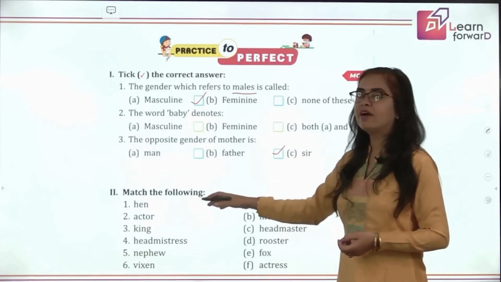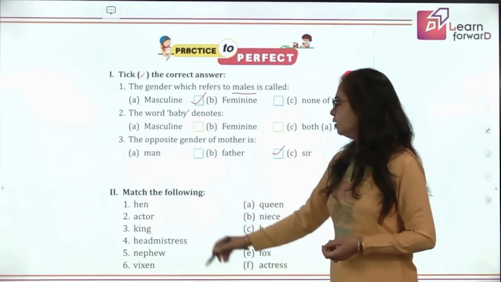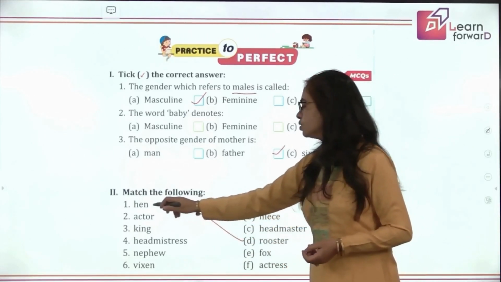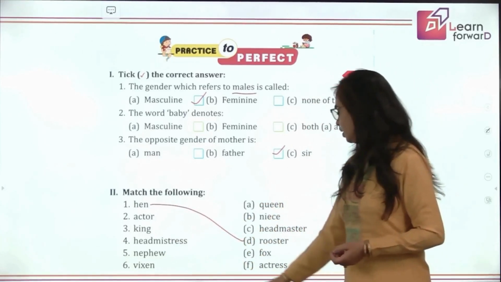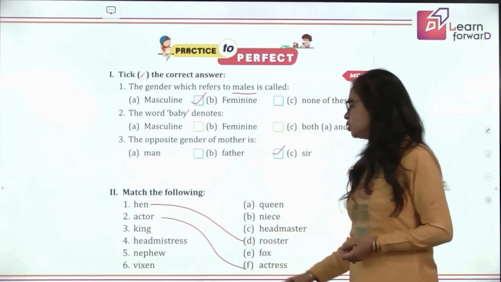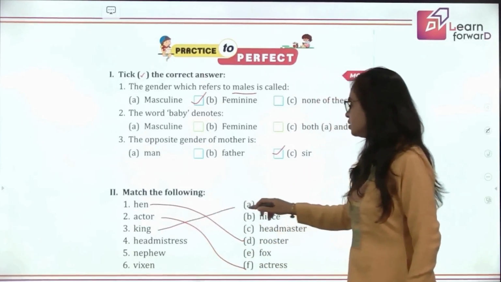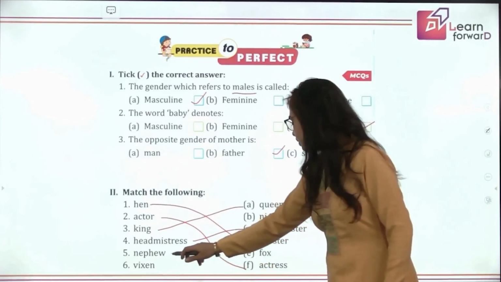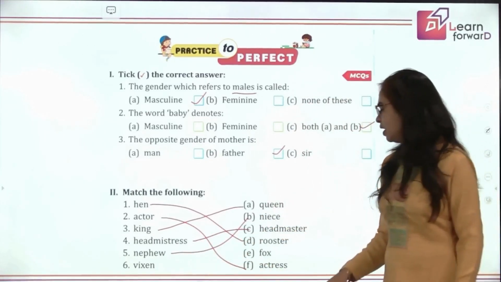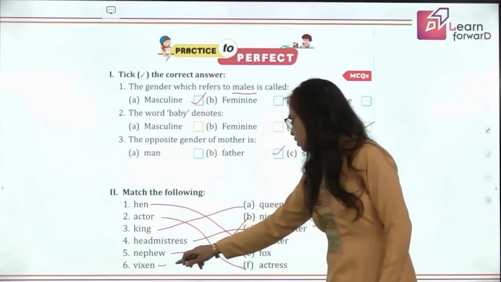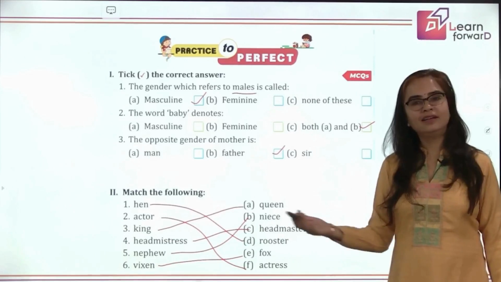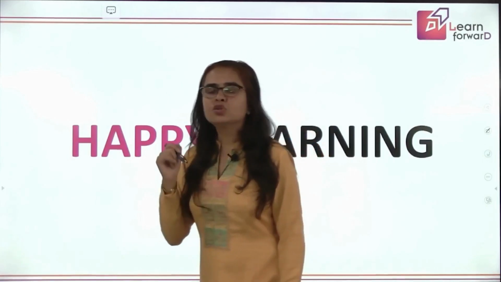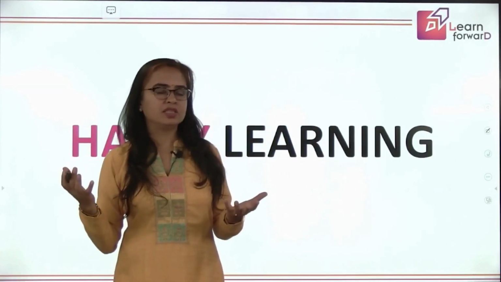Good. Now, you have to match here with their corresponding other gender. Hen. Hen is rooster. I just told you cock or rooster is the same. Yes. Actor is actress. Look at the spelling, please. King's counterpart is queen. Headmistress is headmaster. Good. Nephew. Yes, we have just learned its niece. And vixen is the female for fox. Done. It's so easy. And there are still so many masculine, feminine genders that you can just look around.